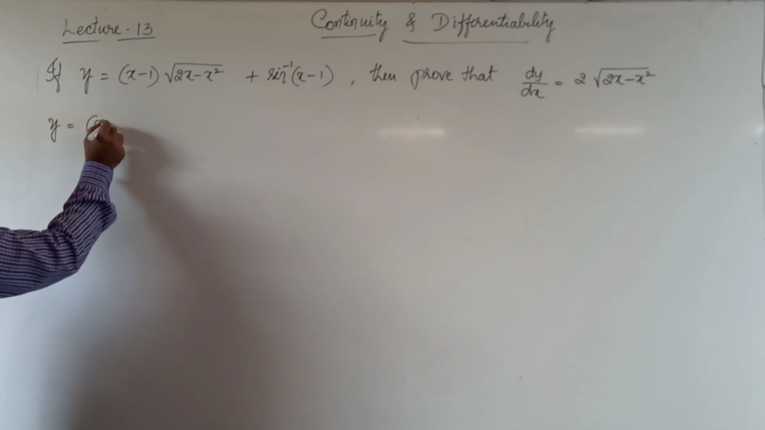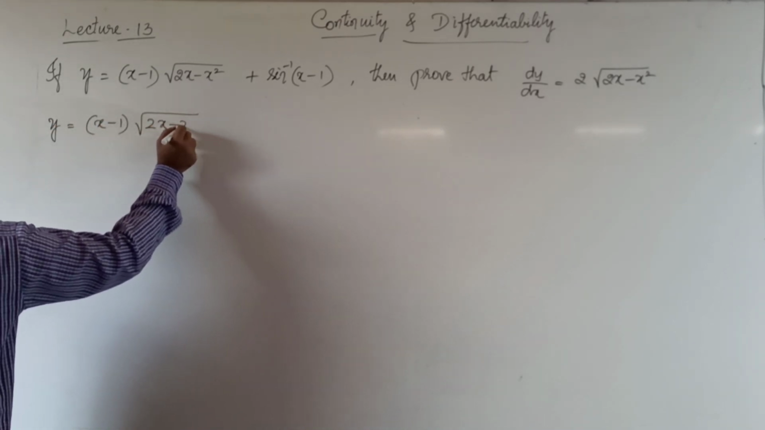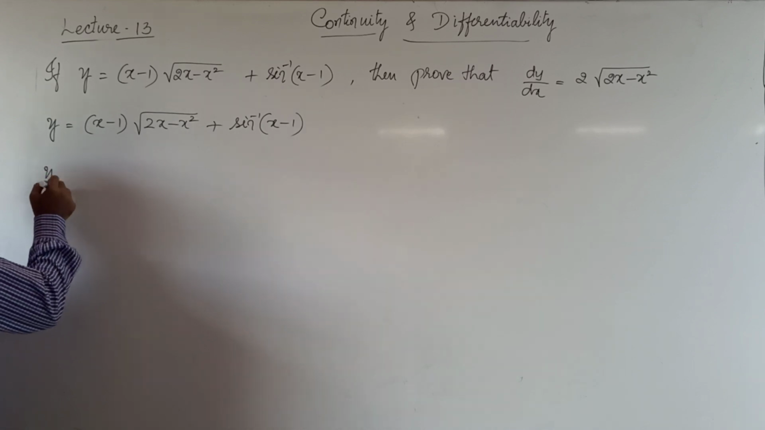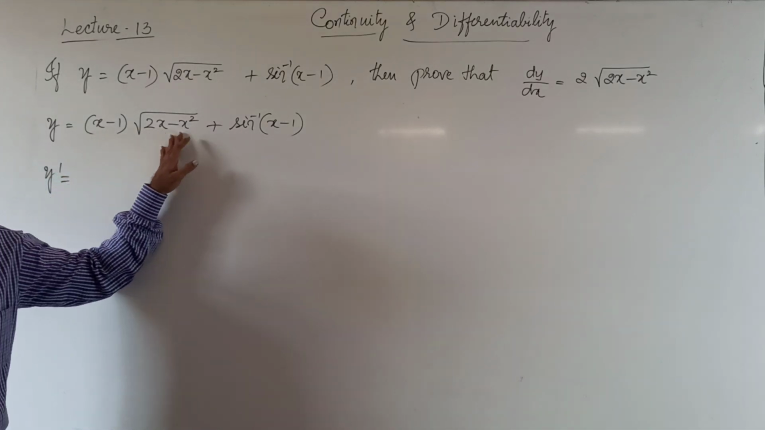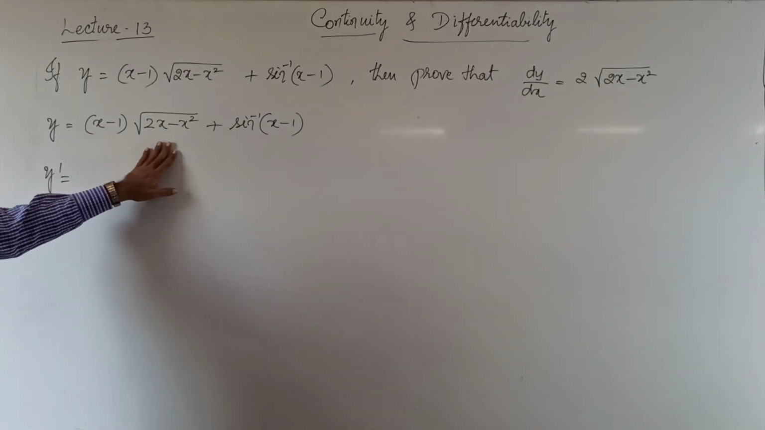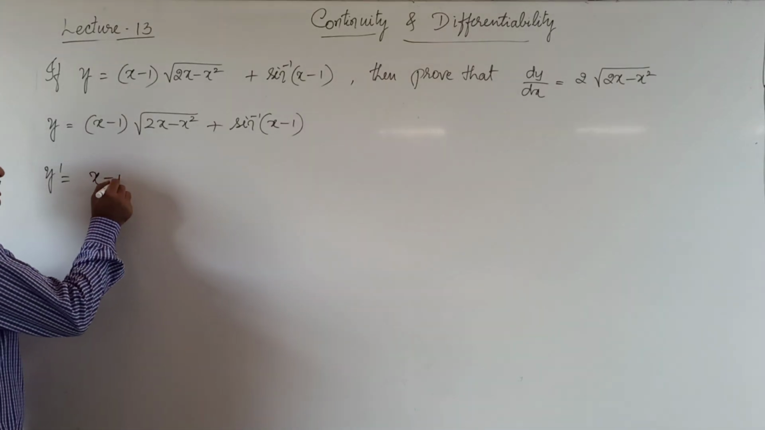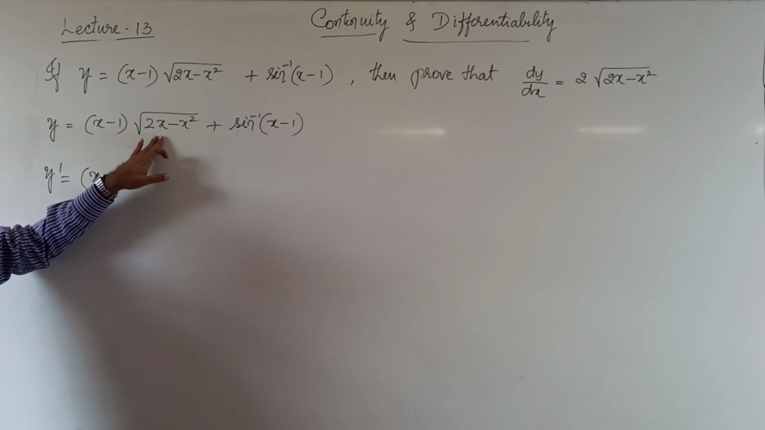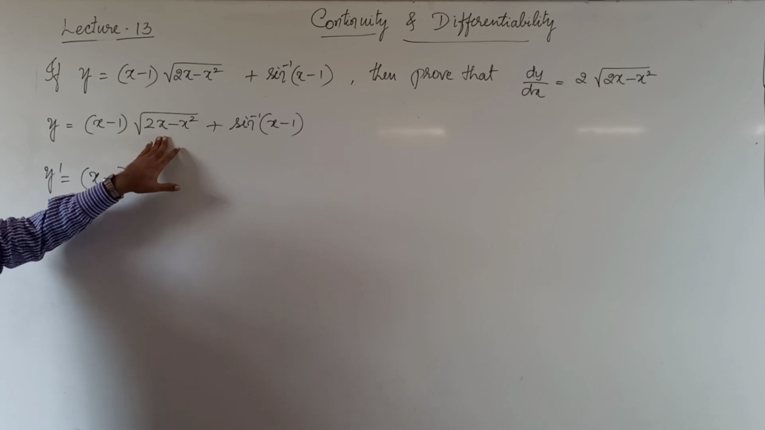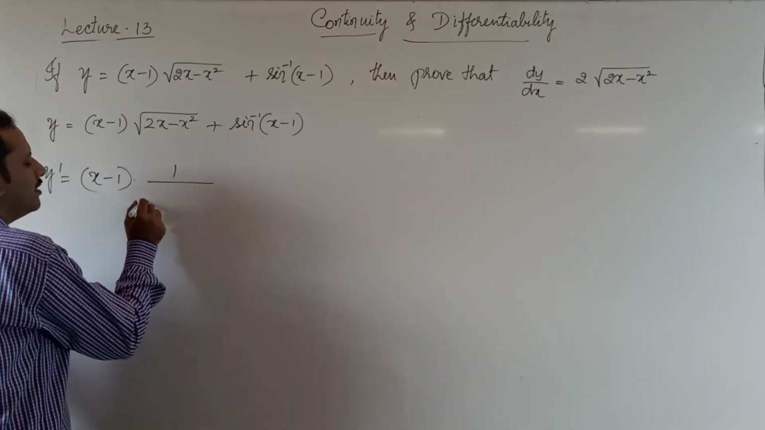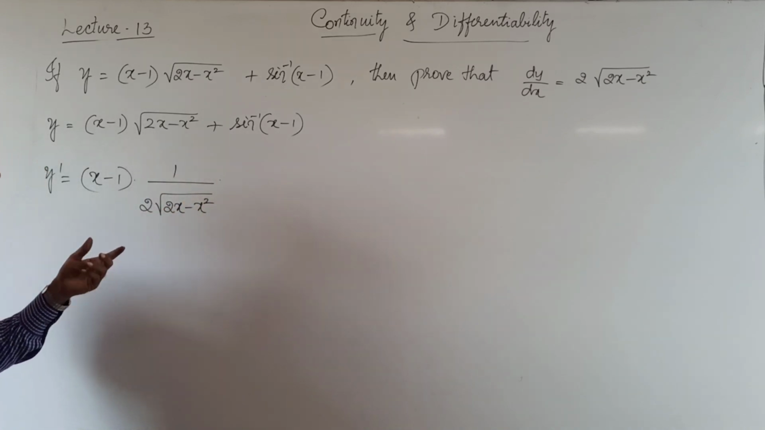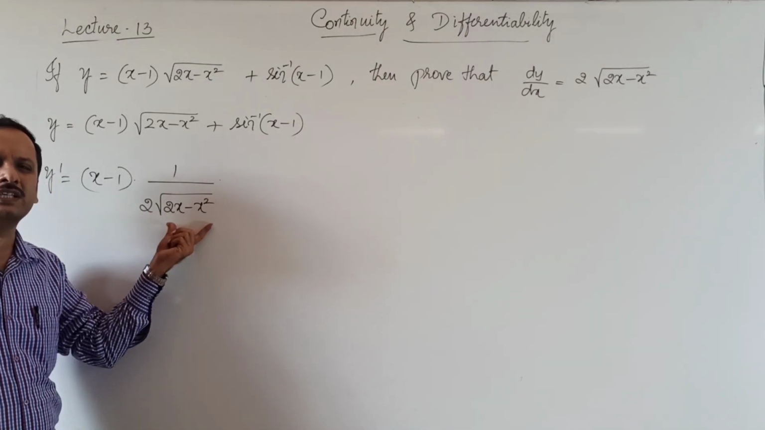We have y is equal to x minus 1 into root of 2x minus x square plus sin inverse of x minus 1. Okay. So y dash is equal to x minus 1 into root 2x minus x square, so it is a product of two functions. If it is a product of two functions, then we use product rule of differentiation. X minus 1 into the derivative of root 2x minus x square. Derivative of root x is 1 by 2 root x. So derivative of root of 2x minus x square is 1 by 2 into root of 2x minus x square into the derivative of 2x minus x square.